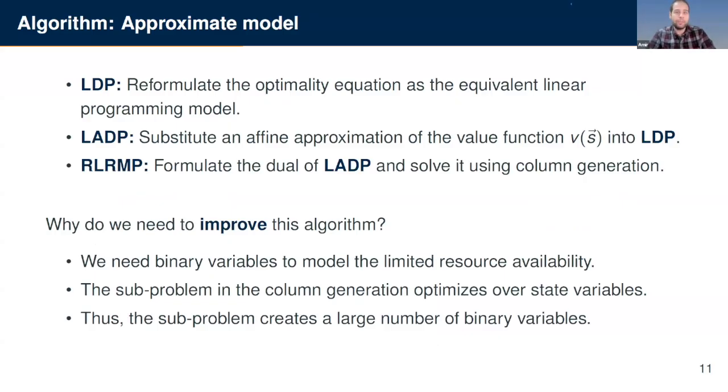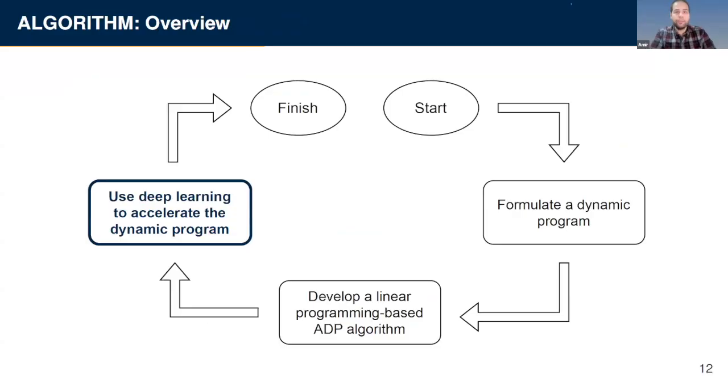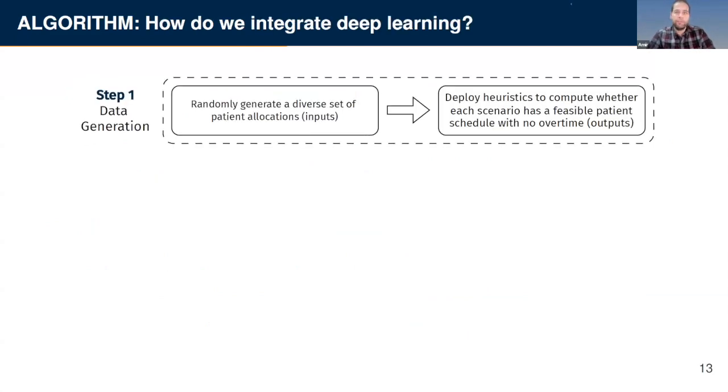And that primarily relates back to the third feasibility constraint I mentioned earlier, because it requires binary variables to model limited resource availability. The subproblem in the column generation algorithm optimizes over state variables, and that explodes in size, right? So the current commercial solvers are unfortunately unable to handle that, and we realized we have to simplify or accelerate our solution approach. And that brings me to the third and last component of this algorithm, which is using deep learning models to accelerate these mathematical models. And we do that in three primary steps.